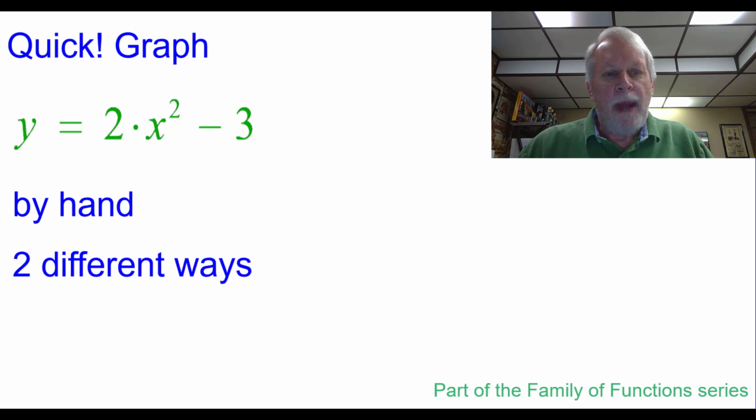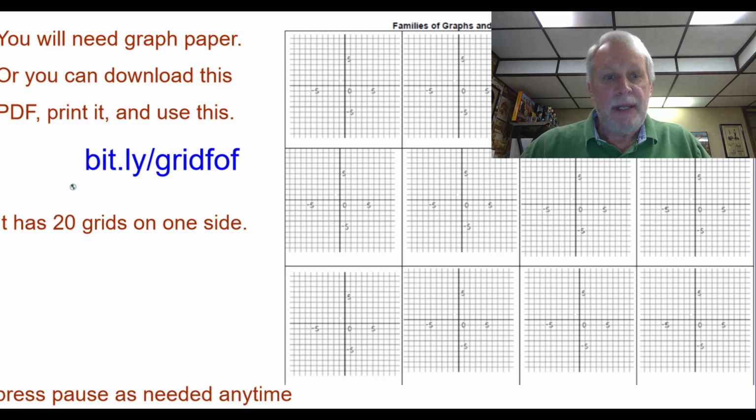Quick, graph y equals 2x squared minus 3 by hand 2 different ways. This is part of the Family of Functions series. You will need graph paper, or you can download this PDF and print it. Press pause as needed anytime during this video.